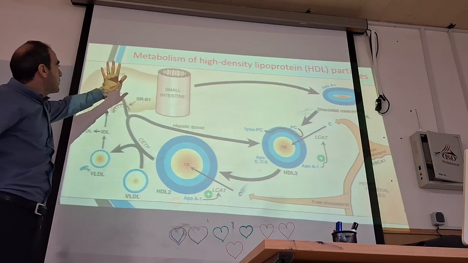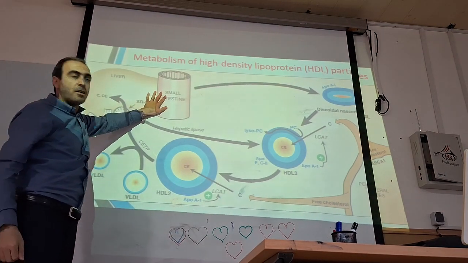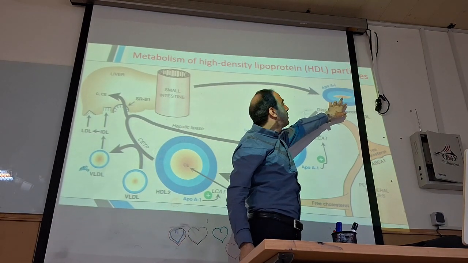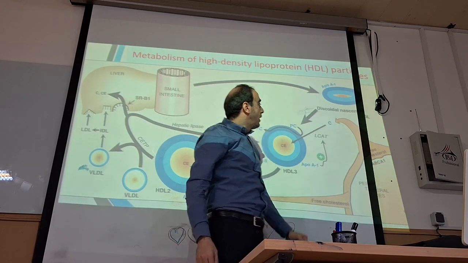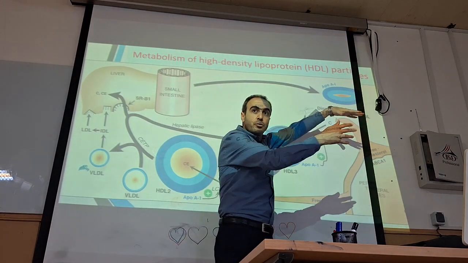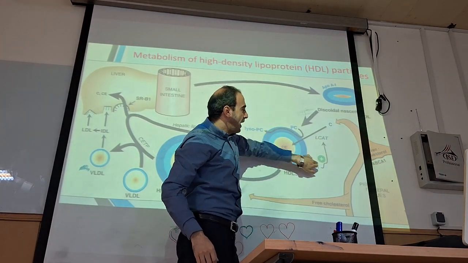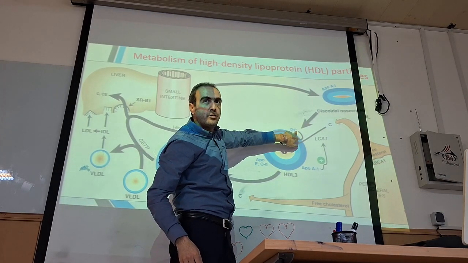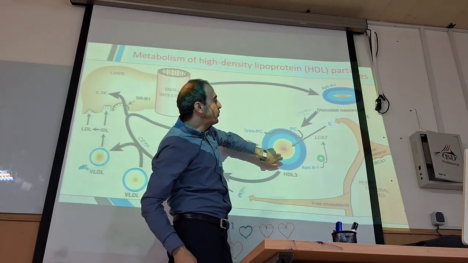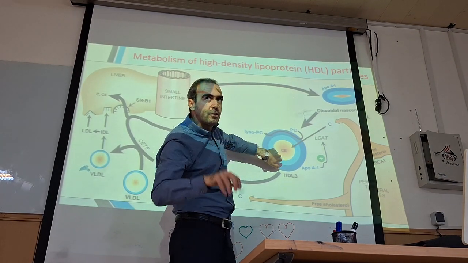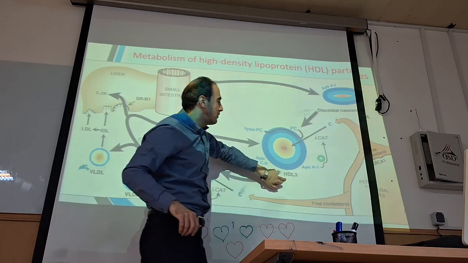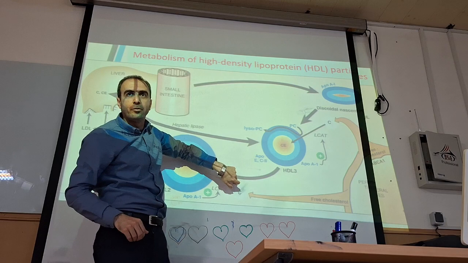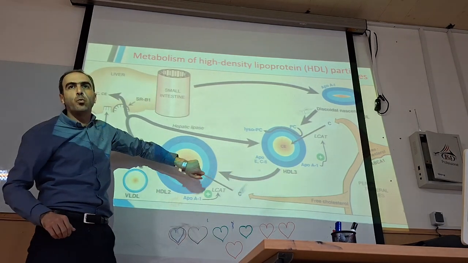HDL can be synthesized by both the liver and small intestine as a discoidal nascent HDL, just with ApoA1. Then, from extrahepatic tissue, by LCAT, which is activated by A1, and receiving fatty acid from phosphatidylcholine, it produces cholesterol ester inside the HDL. And discoidal nascent HDL converts to HDL3. If it receives more, it converts to HDL2. If it receives more, it converts to HDL1.